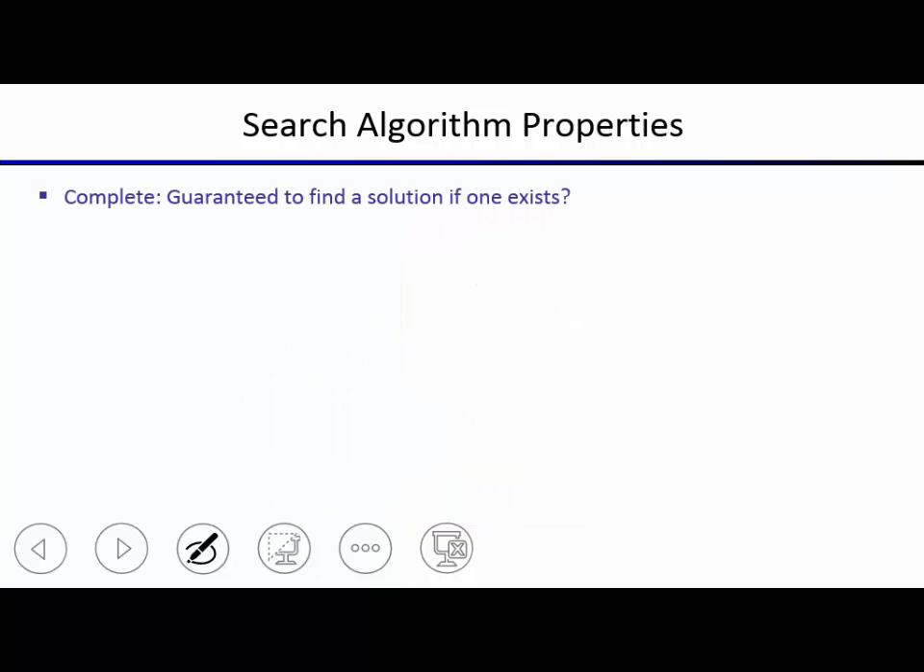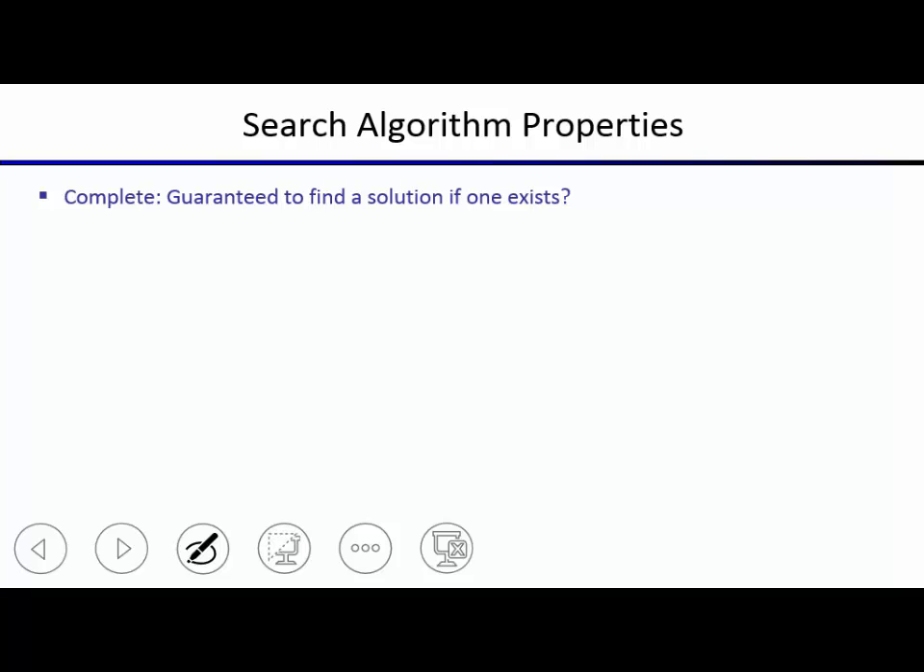So we just looked at our first strategy, which was depth first. Now let's take a look at what types of properties we might care about for each of our search algorithms. So the first one is: is this algorithm complete? Is it guaranteed to find a solution if one exists? Yes and no. There's a little caveat here.